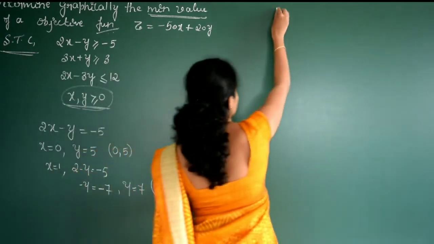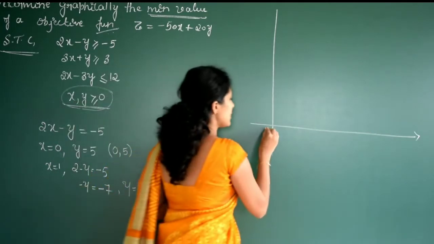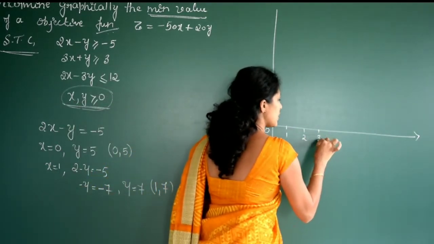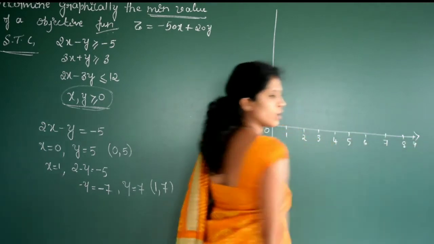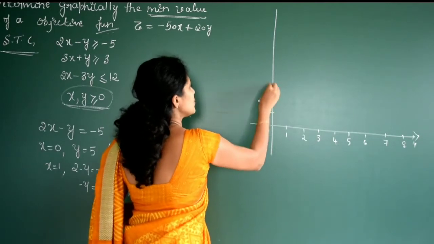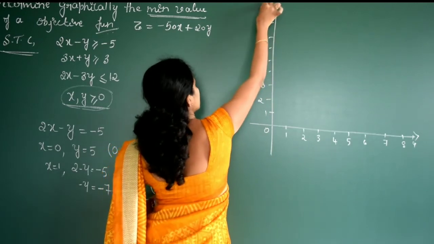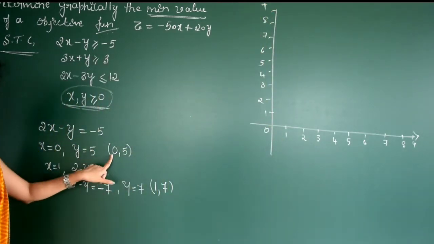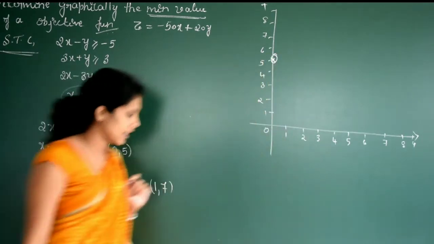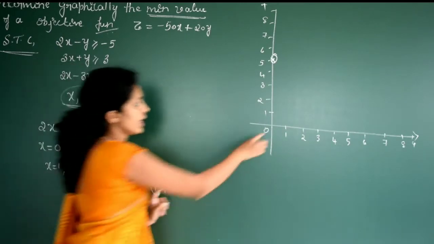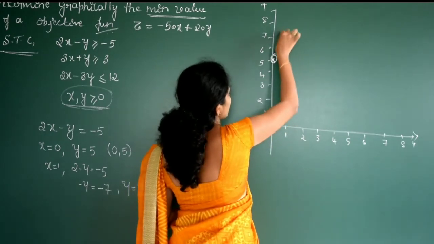Now we will draw the graph of this equation. So 1 and 7 is there. Let me mark 1, 2, 3, 4, 5, 6, 7, 8, 9 on the x-axis, and 1, 2, 3, 4, 5, 6, 7, 8, 9 on the y-axis. Now what are the points? X is 0, y is 5. This is one point. Another point, x is 1, y is 7. So this is another point.